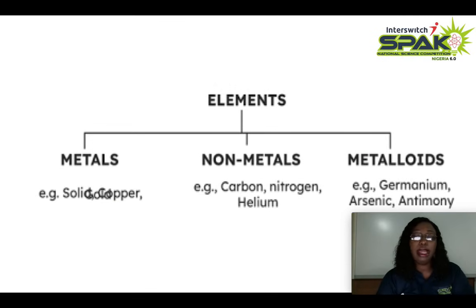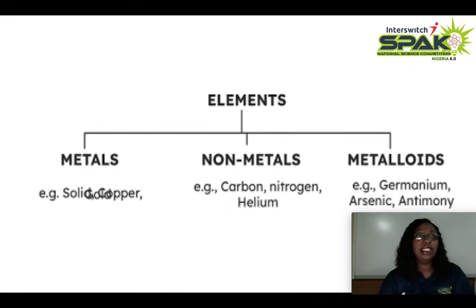Now, by now you also know that elements are classified into metals, non-metals, and metalloids. Metals, examples being copper, mercury, aluminium. These are metals. The non-metals, you have nitrogen, we have carbon, fluorine, etc.